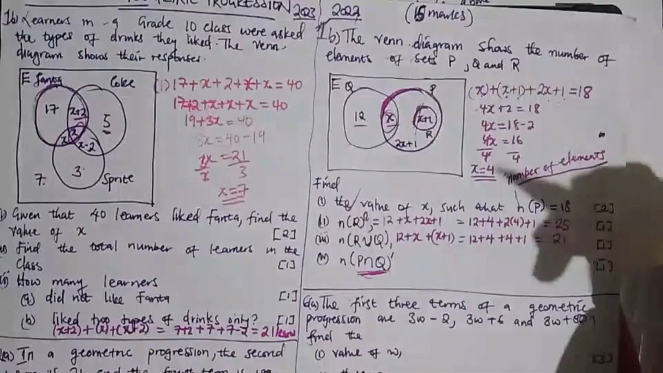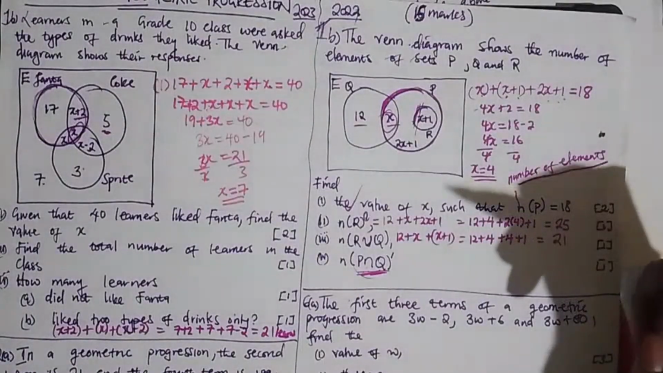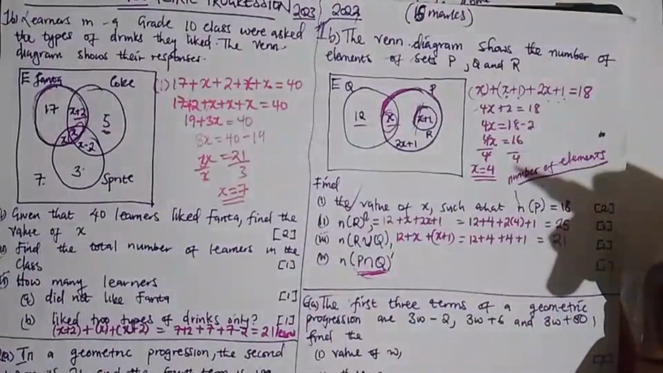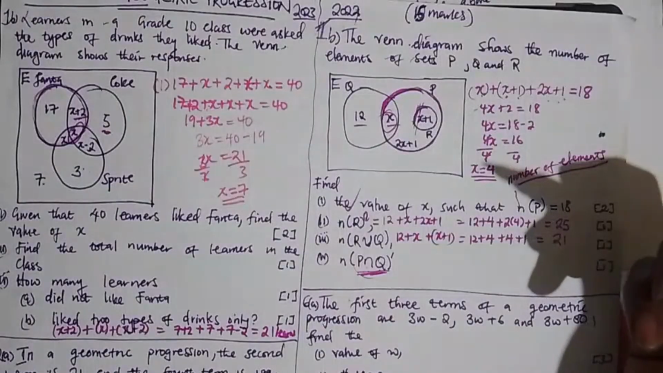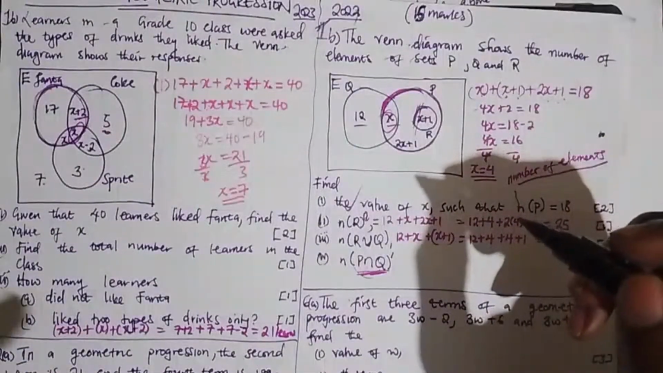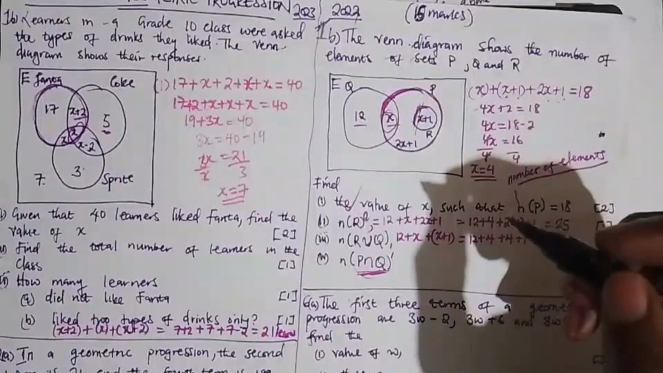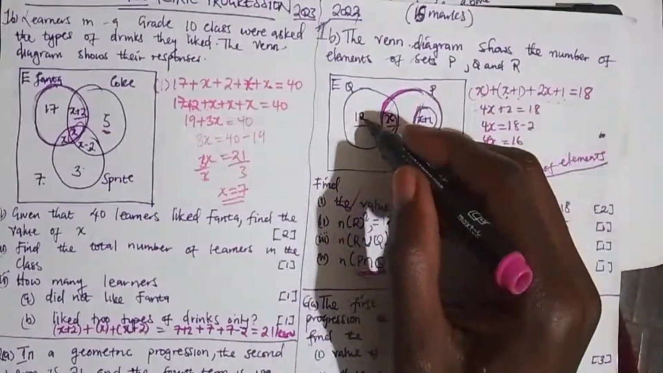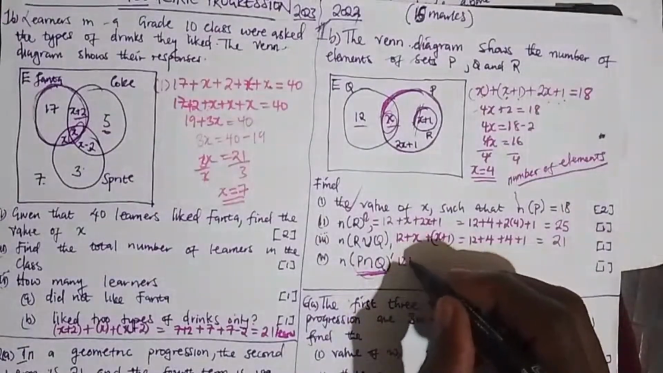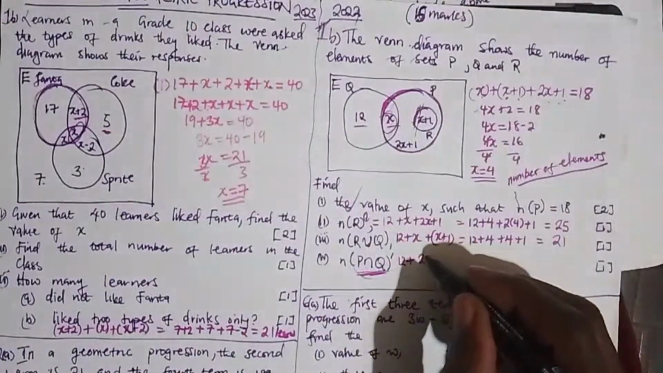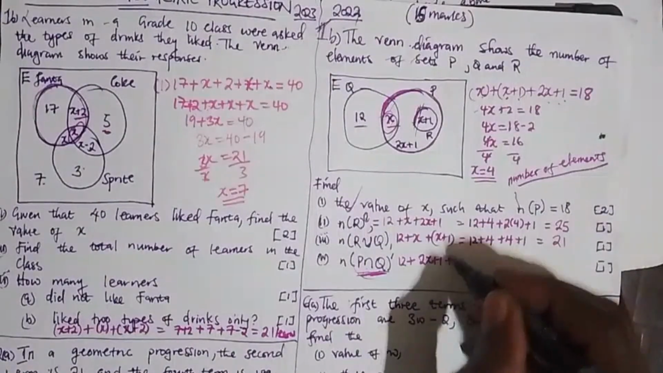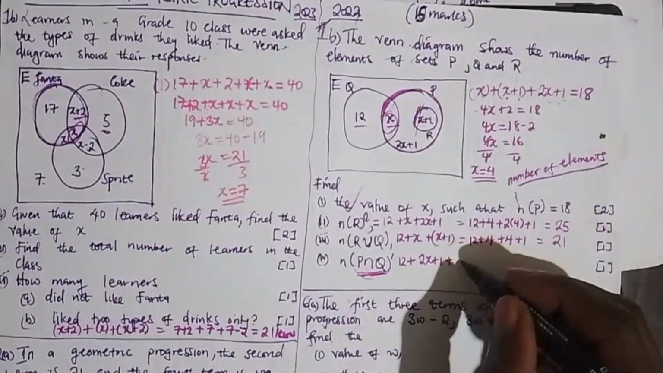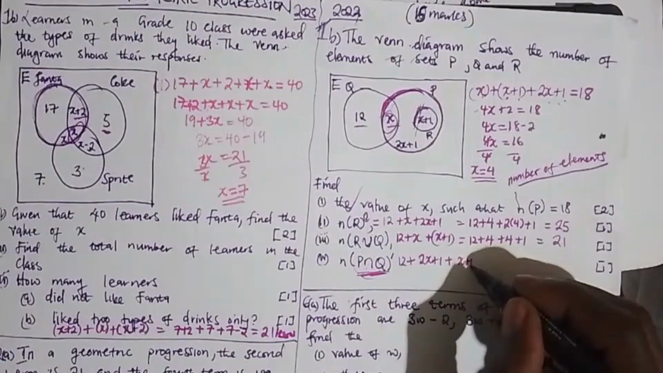X. So x is the only value which is what? Common. Now they are saying remove what is common and write what remains. So if we remove this part, we are going to remain with what? 12 plus 2x plus 1 plus what is inside P, which is x plus 1.